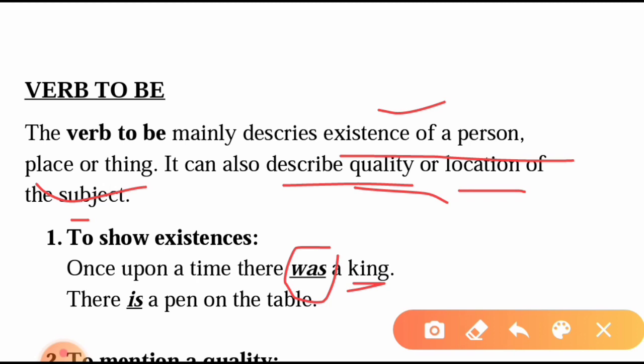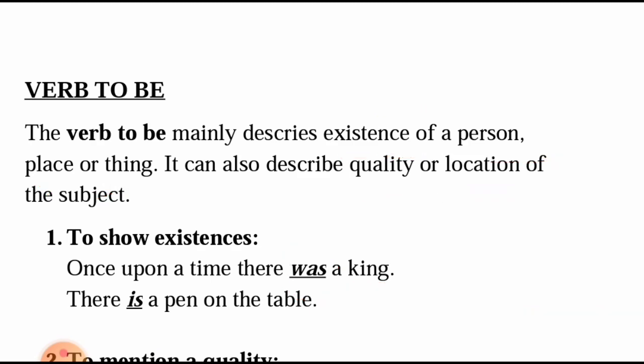So now here you are using verb to be, which is for showing the existence, which is pen here, which is a thing. So when you are showing the existence of a person, place, or even thing, you use verb to be. So this is the first use of verb to be.